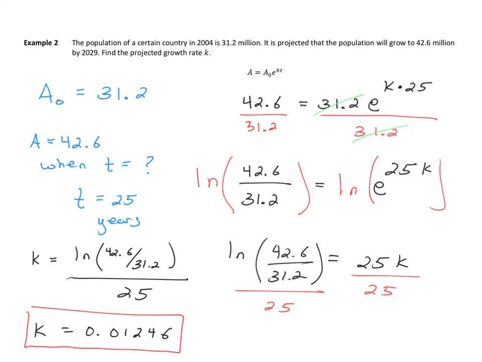One thing to point out is that here k is greater than 0, and that represents growth in this type of equation where we have e to a number. In example 1, k was negative, it was less than 0, and that was decay.